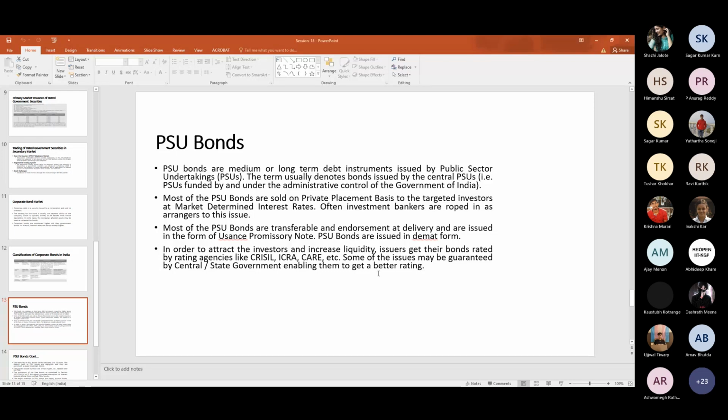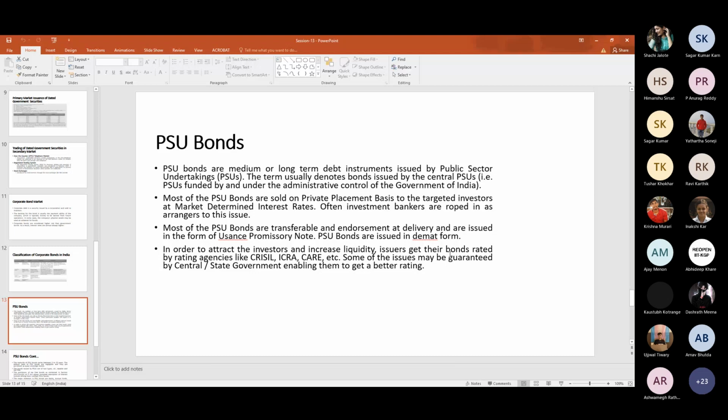There is a little bit of difference in terms of PSU bonds. Not generally accepted, but it happens with the PSU bonds. The PSU bonds are sold on a private placement basis to some targeted investors. They take the help of some investment bankers to decide the pricing of those bonds, or to decide the coupon rate. But mostly the coupons are fixed on the basis of the market interest rate available at that point of time.